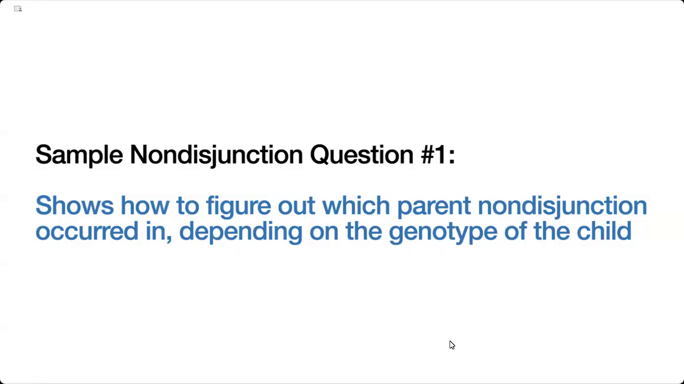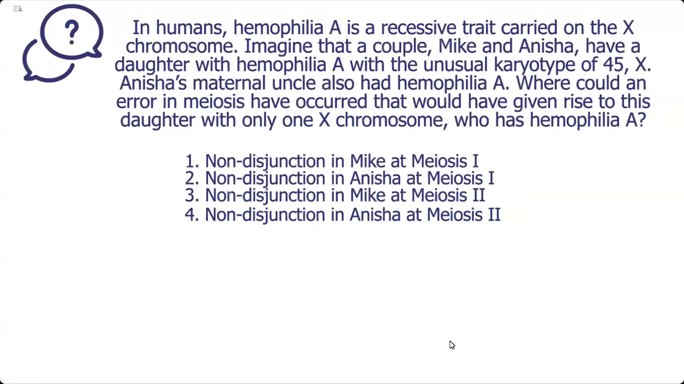Here is a sample problem-solving question on non-disjunction, where you have two parents with a child, and the child is missing a chromosome. You're trying to figure out which parent non-disjunction occurred in during the production of gametes.